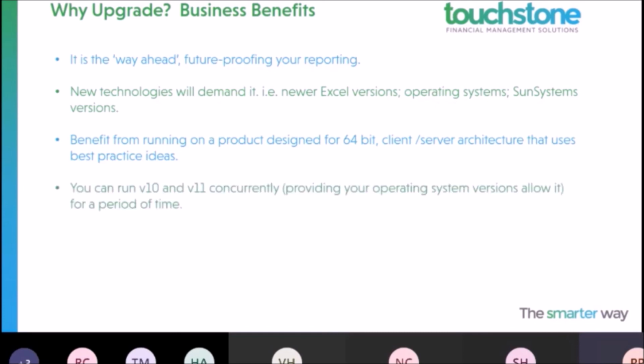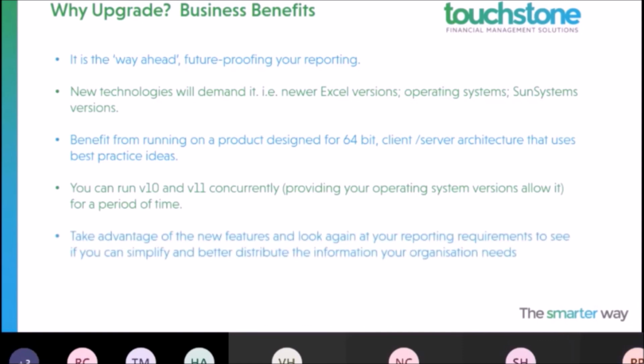Big advantage, you can run Q&A 10 and 11 together concurrently on the same machine, with the provisos of the software versions we mentioned before, which allows you a nice long period of time to move to the new version. This is the big key one. You can take advantage of the new features and look again at your reporting requirements. So you can have the time to look and see, can I simplify? Can I distribute them better using alert? Can I present my information in a better way, in a more intuitive way? Can I design the reports so that they're more efficient?